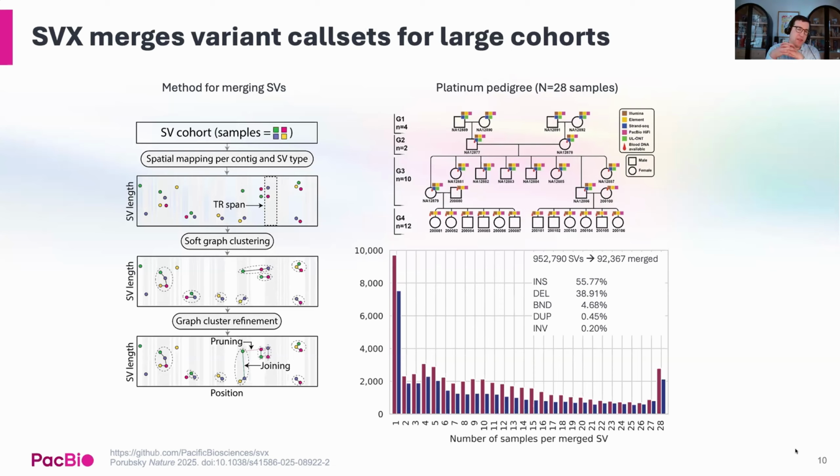And then this histogram shows for insertions and deletions the frequency distribution seen in this relatively small cohort. So you can see on the left, a number of variants are singleton, seen in only one individual, but there are also a number of variants that are seen in multiple individuals in the cohort and some that are present in all individuals of the cohort.